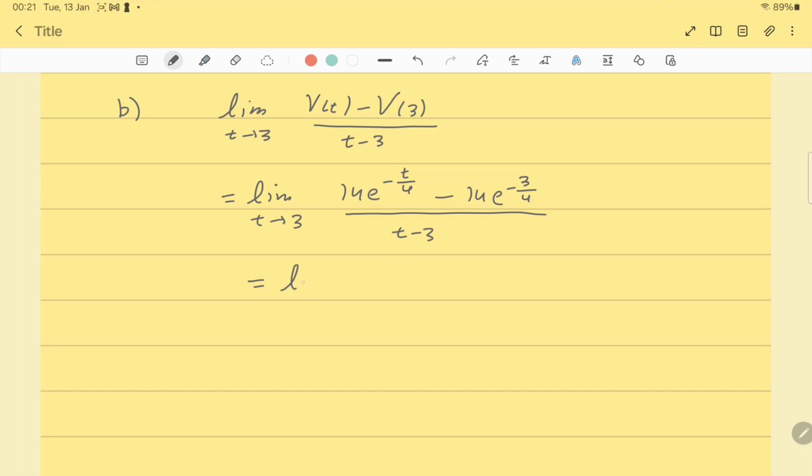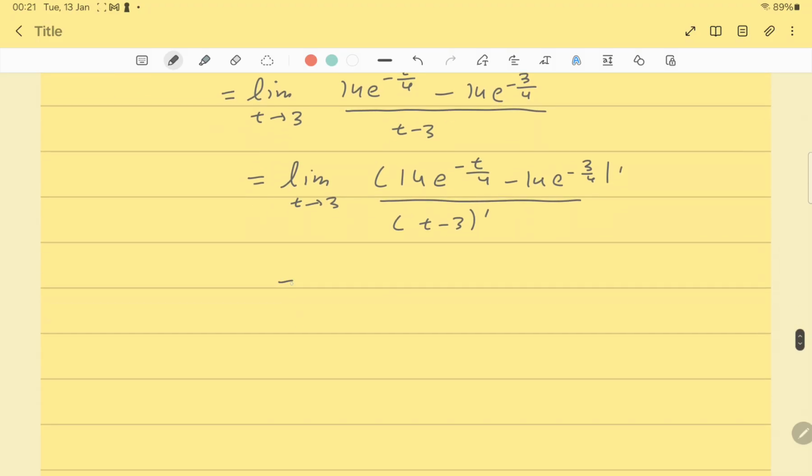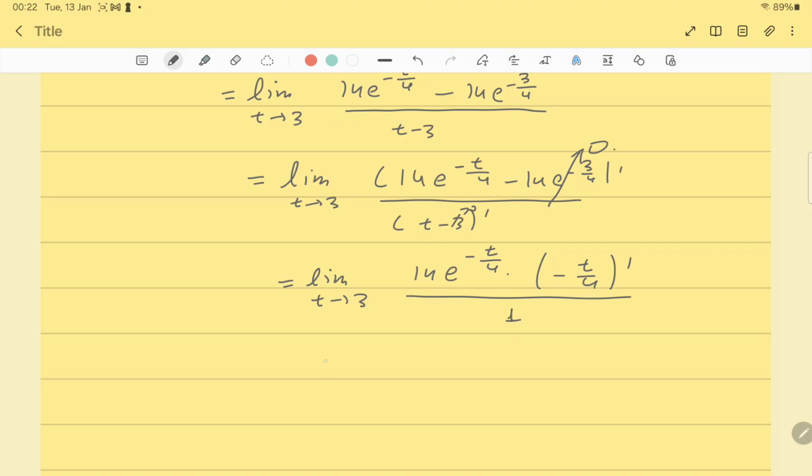So this is going to be equal to the limit as t goes to 3 of the derivative of the numerator over the derivative of the denominator. The derivative of the second term in the numerator is going to be 0. The derivative of the first term is going to be 14 e to the minus t over 4 times the derivative of minus t over 4, over the derivative of t minus 3. The derivative of t is going to be 1, so that's over 1.